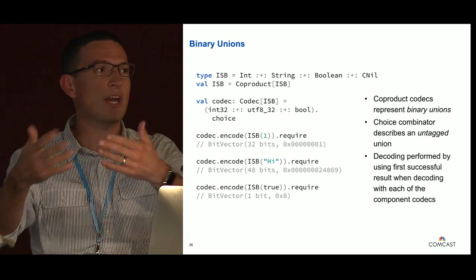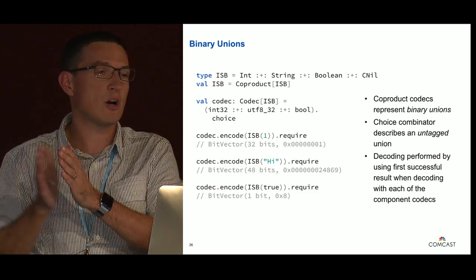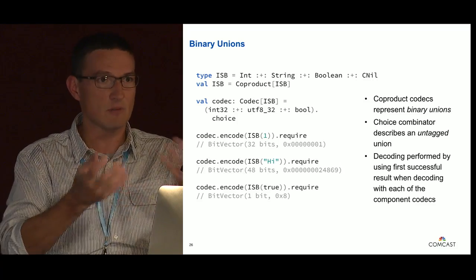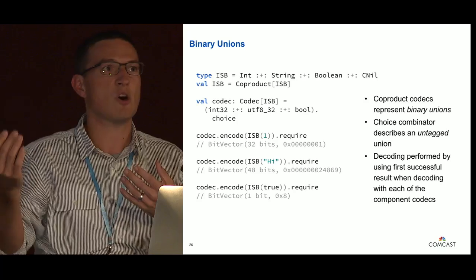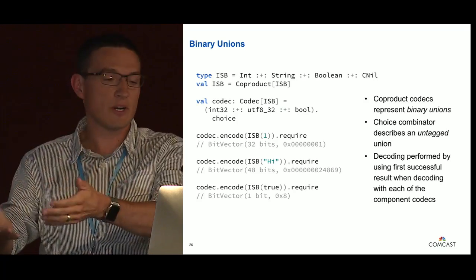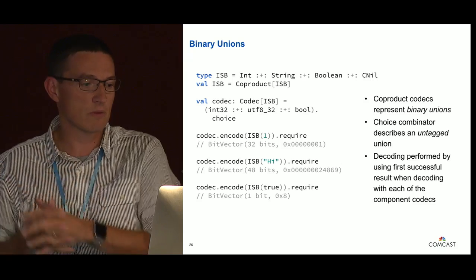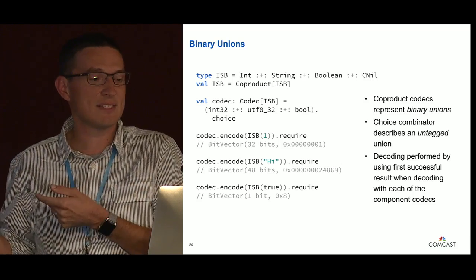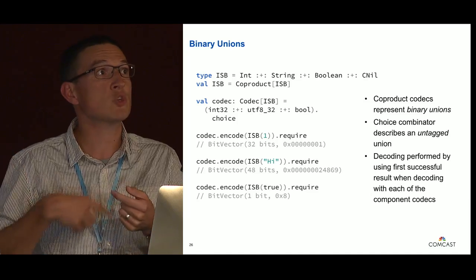So if you're fed a set of binary, first try to decode that binary as an int32. If that succeeds, take the decoded value, inject it into our coproduct type, and return it. If it fails, then try to decode it as a UTF-8 32, and so forth. So this is kind of interesting because this is an example of a codec that's not round-trippable.